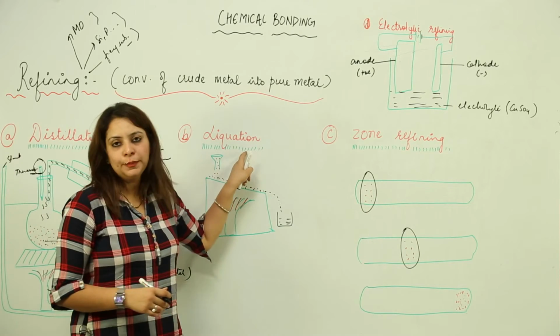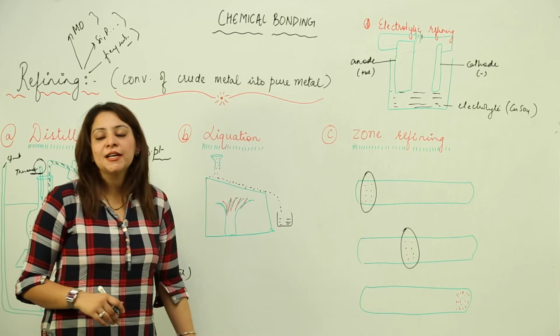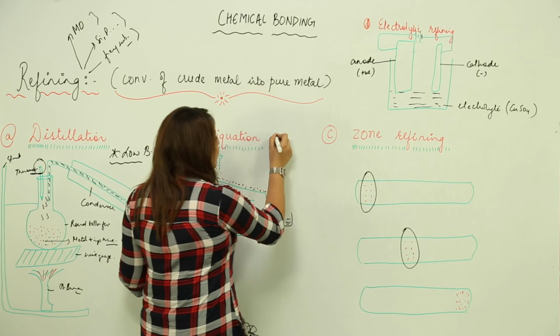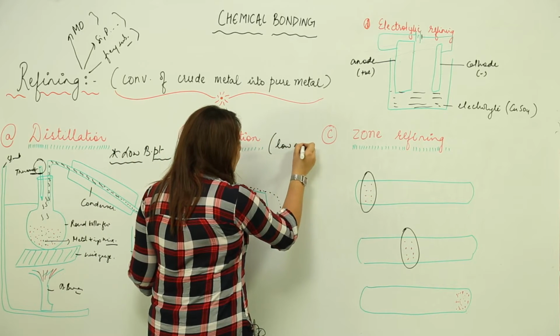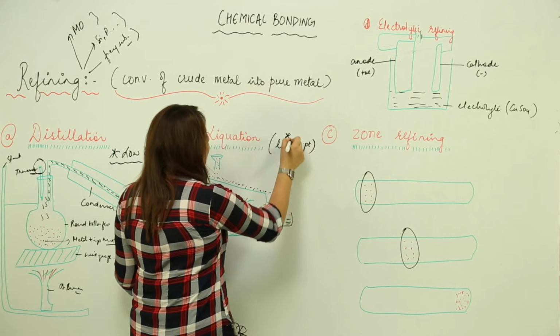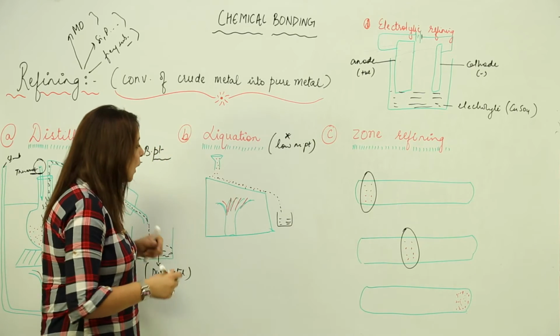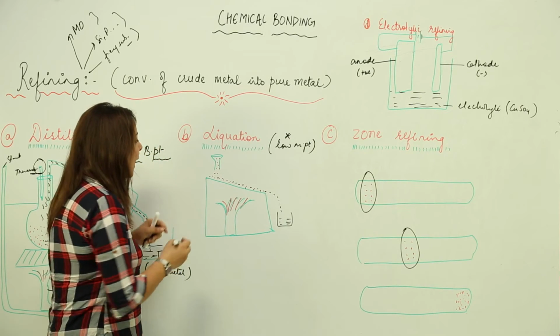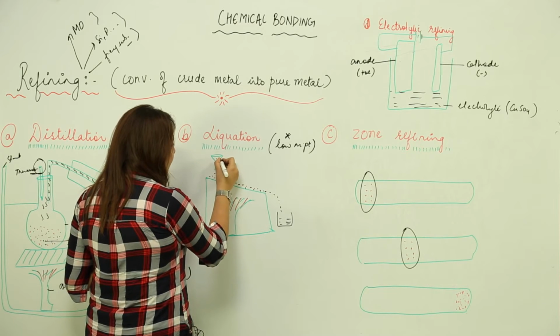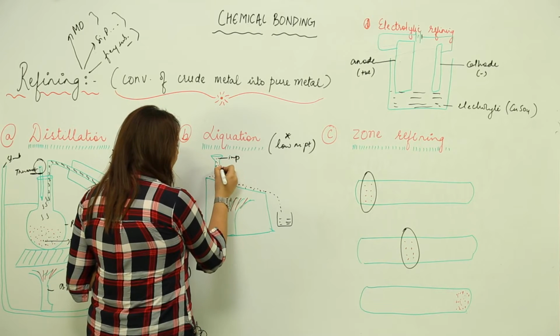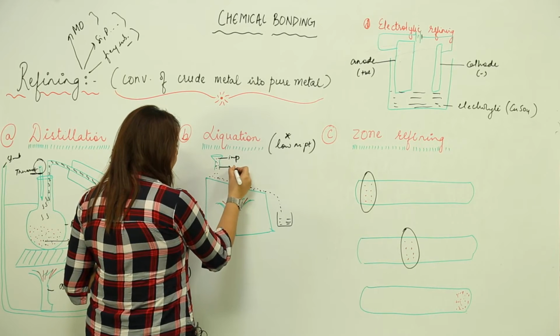Second is the liquation method. This method is employed for those metals which have a low melting point. So now what we are going to do is, again, you know that this red one is my impurity and this black one is my metal.